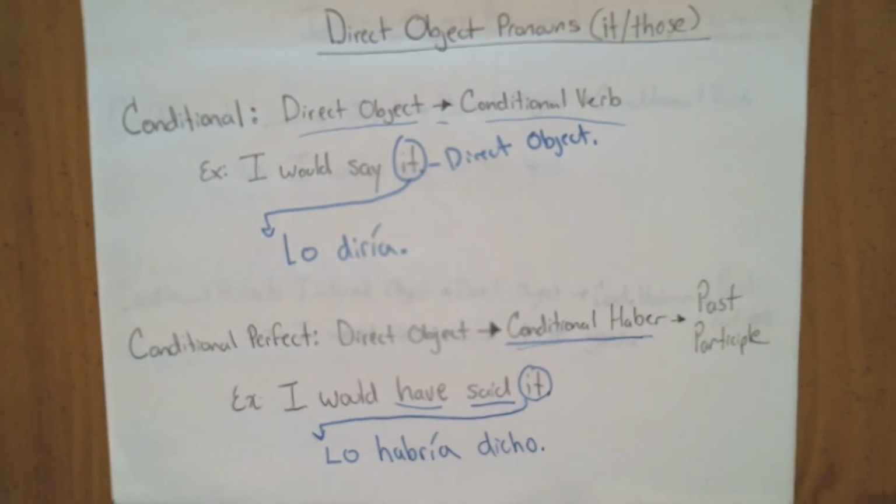So it's very important just to remember that in a sentence, your "it" or your "those" goes in front of whatever verb is in the "would" form. It's very important to practice that just to make sure that you get comfortable with that. Now let's move forward.